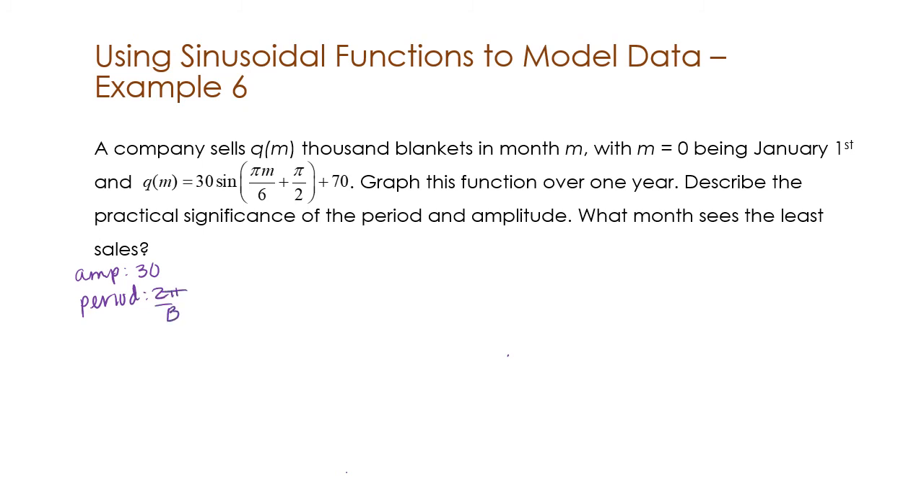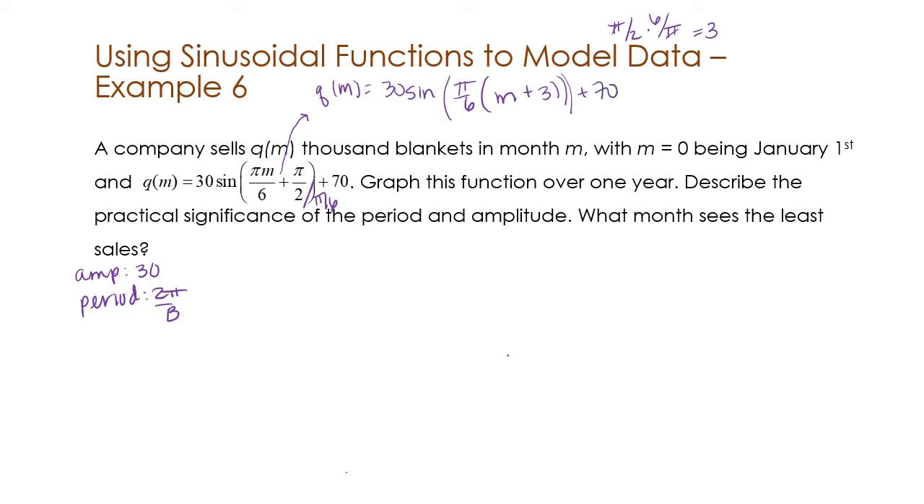So the first thing I'm going to actually need to do is factor this thing out. So this is going to give me 30 times the sine of, I'm going to pull that pi over 6 out in front. So when I divide that by pi over 6, I'm left with an m. And then if I divide pi over 2 by pi over 6, dividing by pi over 6 is the same thing as multiplying by 6 over pi. So that's going to leave me with 3. And then plus 70. So this is going to help out a lot for all these things.